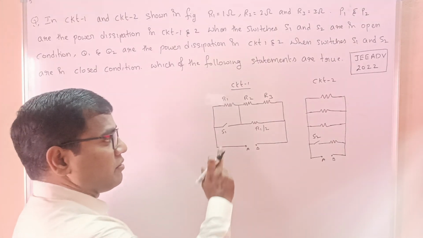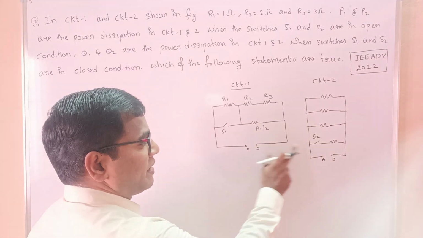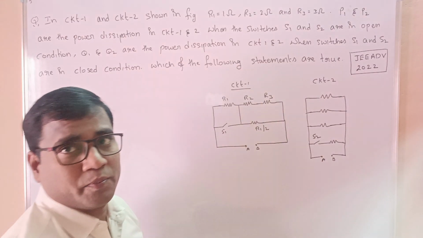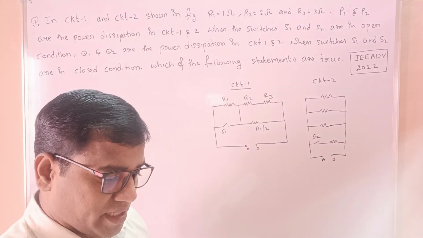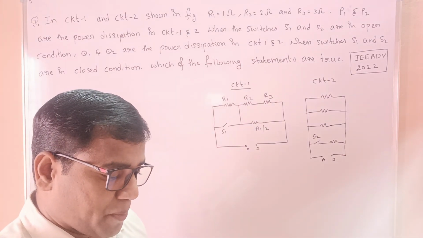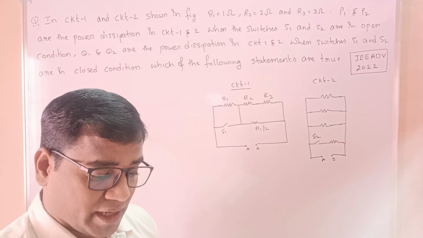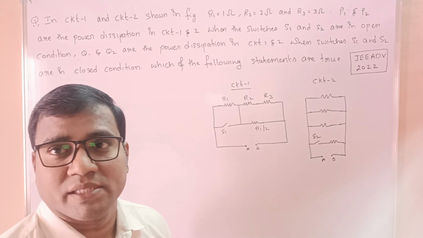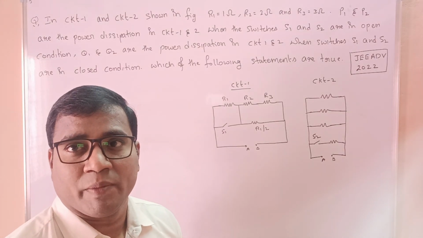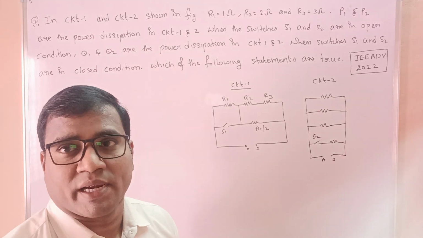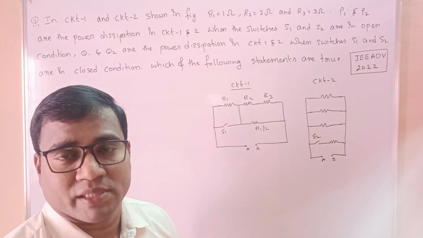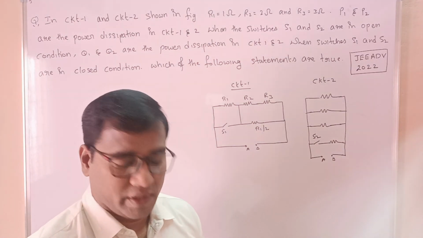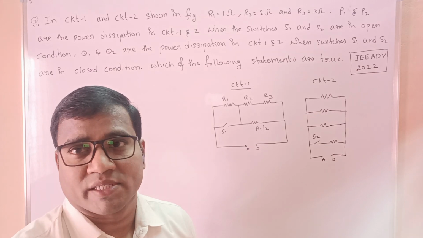That means two switches are given here, and when the two switches are in open condition, P1 and P2 are the powers. Q1 and Q2 are the power dissipations in circuits 1 and 2 when the switches are in closed condition. That means in the open condition, P1, P2 are the powers, and in the closed condition, Q1, Q2 are the powers. He is asking which of the following statements is true. Four options are there, so we will try to understand one by one.